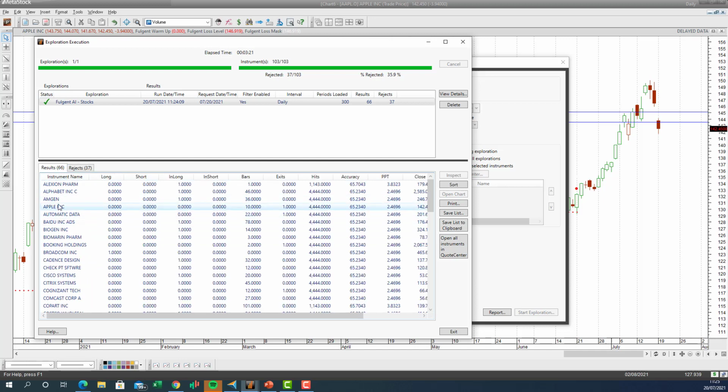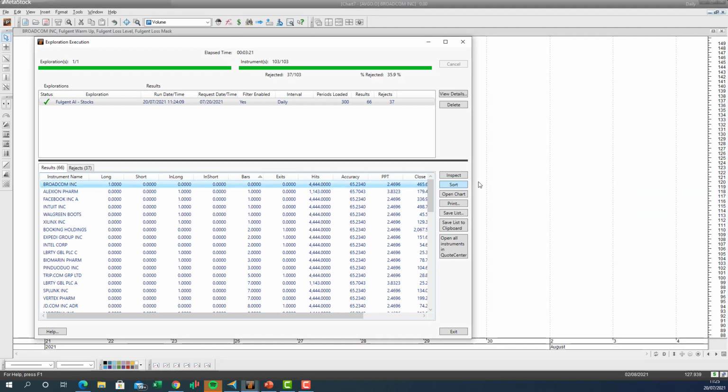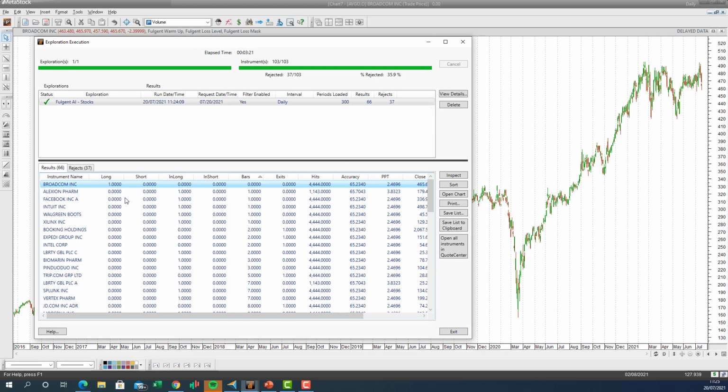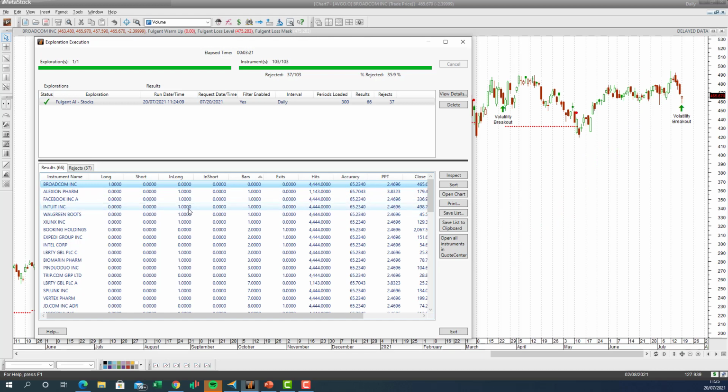Apple, for example. The bars column tells you how old the trade is. If we sort from most recent to older, we'll see Broadcom as a fresh signal, so we're going to go into that one. Alexion Pharmaceuticals and Facebook have fired long signals, and they're all a few days old. Booking Holdings is a 2 day trade, Expedia 2 days in a trade. Intel, Liberty Global, Biopharma, Trip are all 3 to 5 days into the trade. These are all the most recent signals.